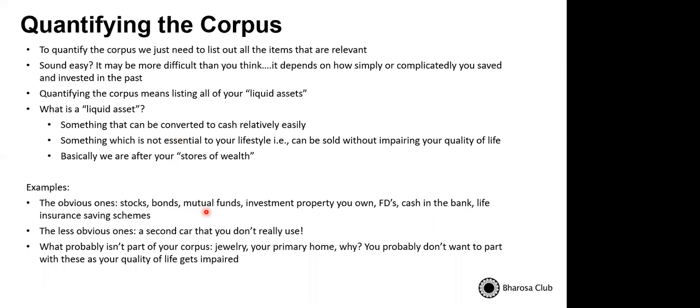But here are some less obvious ones. What if you have a second car that you don't really use now that you're retired? Well, that could actually be a part of your corpus because you don't mind selling it and converting it into cash if you're not using it. Maybe you have a vacation home. Maybe that is something that you don't use as much as you thought. That could also be a part of your corpus.